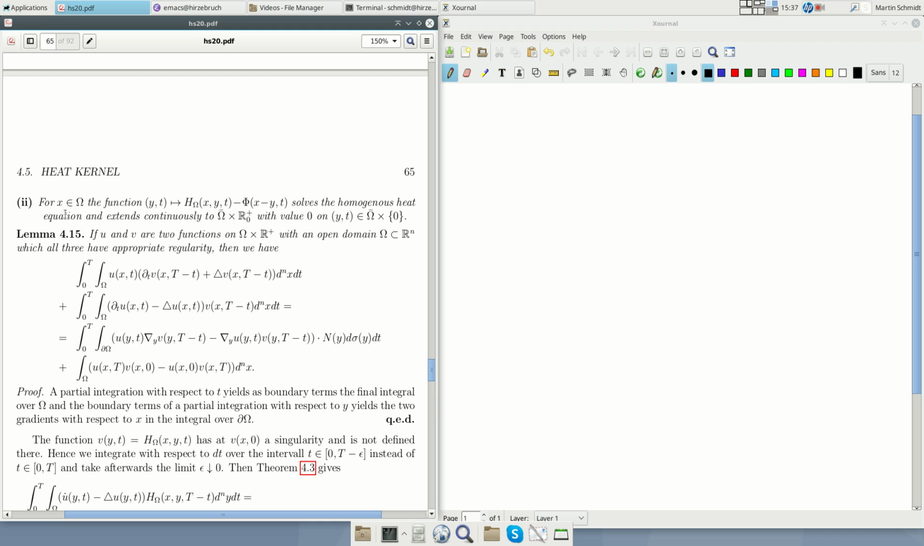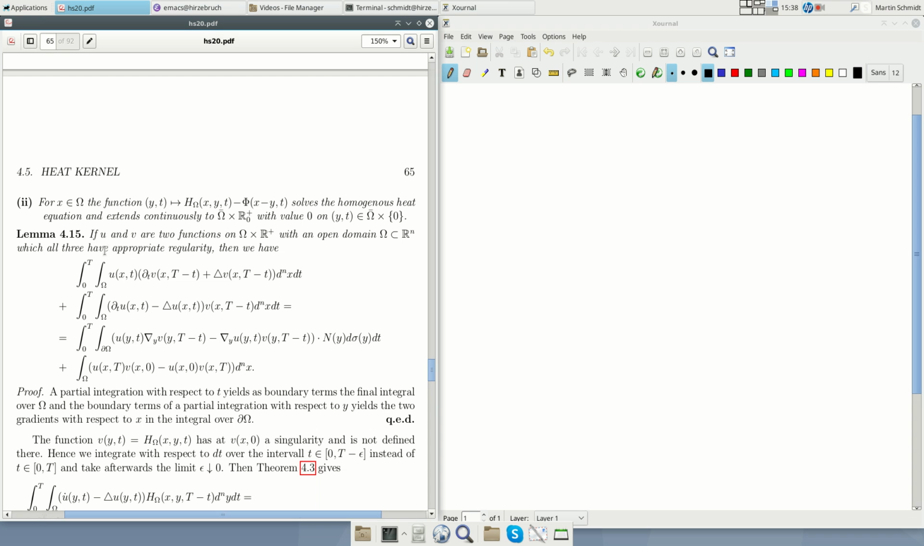Second property, for any x in omega, the function of y and t, which maps to the heat kernel evaluated at (x, y, t) minus the fundamental solution evaluated at (x minus y, t), solves the homogeneous heat equation and extends continuously to the closure of omega times non-negative numbers t, with value 0 on the slice corresponding to t equals 0.